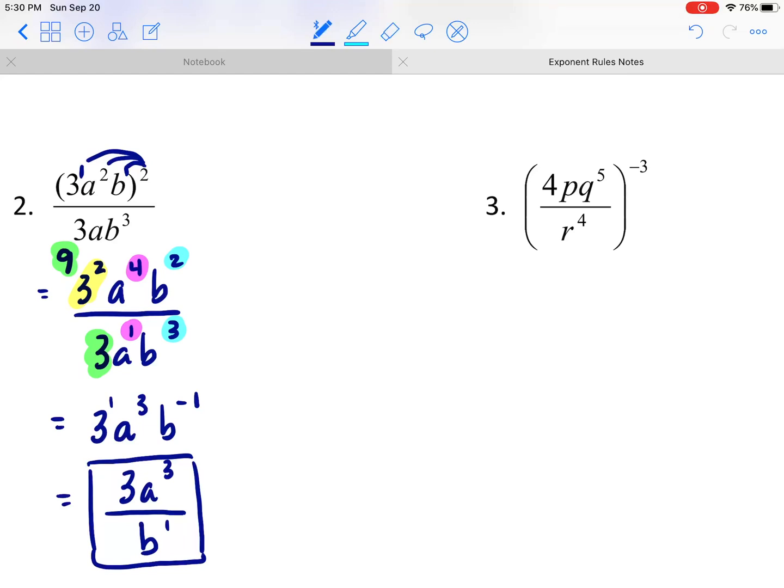Now, what does the negative tell us? Well, it tells us that the bases are on the wrong side of the fraction, right? So if this negative exponent applies to this entire fraction, it means that everything in the fraction is on the wrong side of the fraction. So everything from the top should go to the bottom, and everything from the bottom should go to the top. That way we can make that exponent positive. So everything in the parentheses is raised to a negative, which means everything in the parentheses has to move. So we're going to start by flipping this fraction. R to the fourth goes to the top, and then 4pq to the fifth goes to the bottom, so that we can make this a positive 3.